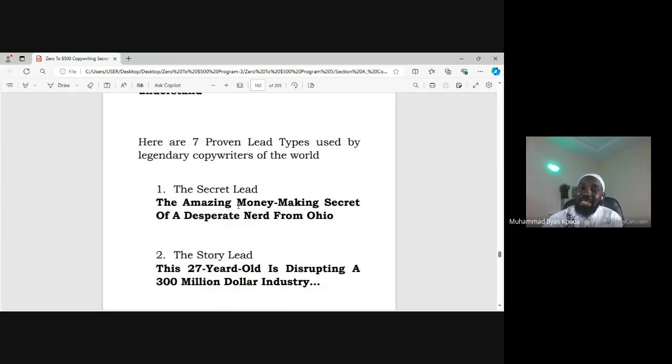So one is the secret lead, right? The amazing money-making secret of a desperate man from Ohio. This is a secret lead. Why? Because he's talking of an amazing money-making secret that people don't know about. Now, this is a headline that was used by Gary Halbert when he was selling something in the 90s, right?